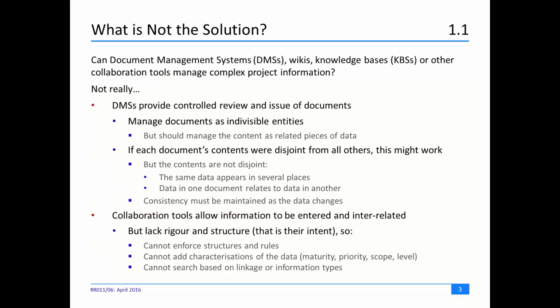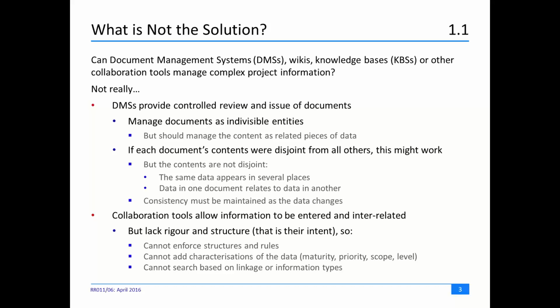So what isn't the solution then would be a system to manage documents, because all that is doing is automating some of the peripheral, well, perhaps that's slightly unfair, but let's continue with it, the peripheral activities related to documents. That is to say, their life cycle, the process by which a document goes from being something that is inherently draft and is being actively worked upon by one or more authors into a finished article. Document management systems provide a controlled review and issue of documents. They manage documents as indivisible entities.